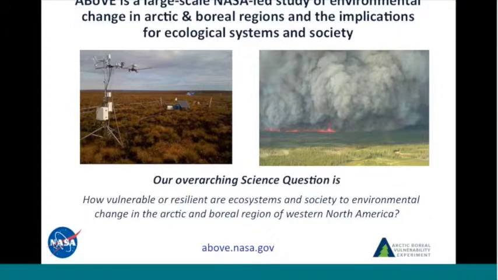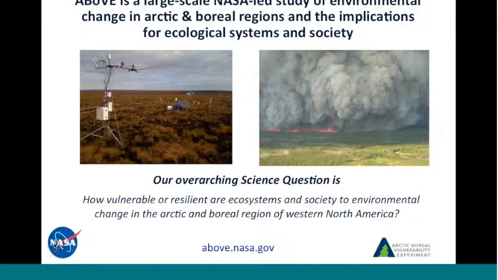So ABoVE is a large-scale NASA-led study of environmental change in the Arctic and boreal regions in North America. I'll show you the study domain shortly, and the implications for ecological systems and society. So that's quite a lot. That's a big, long sentence you see at the top of the slide, and I will try to walk you through exactly what we mean by that.